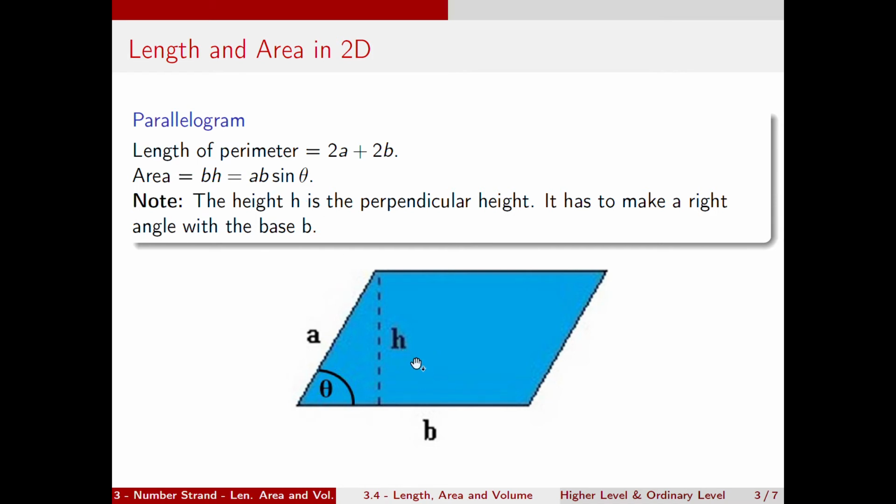So we find that h is equal to a sine theta by using the trigonometric rules. The height h is the perpendicular height. It has to make a right angle with the base b.